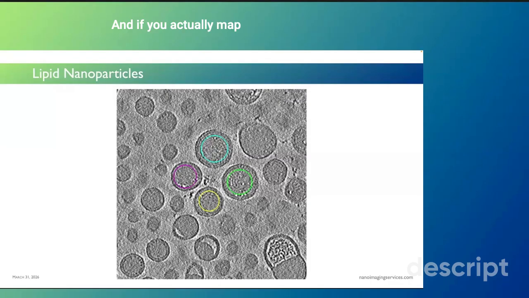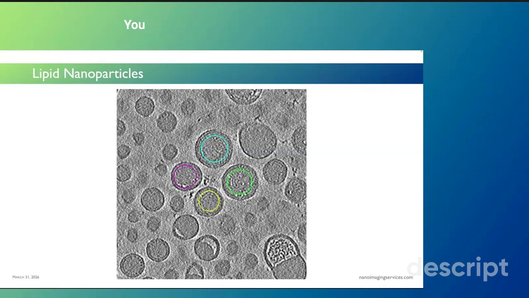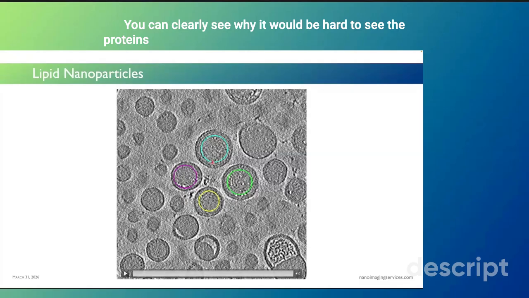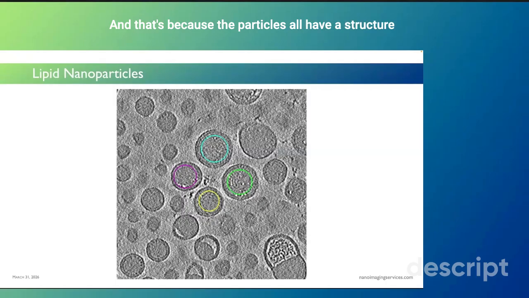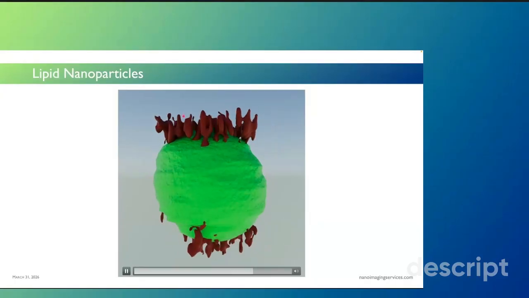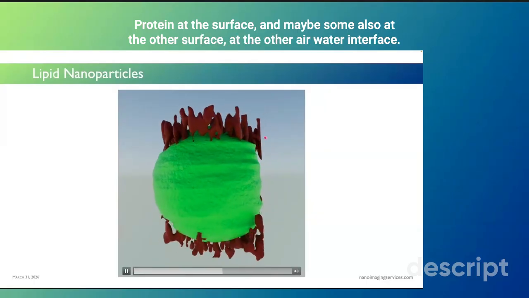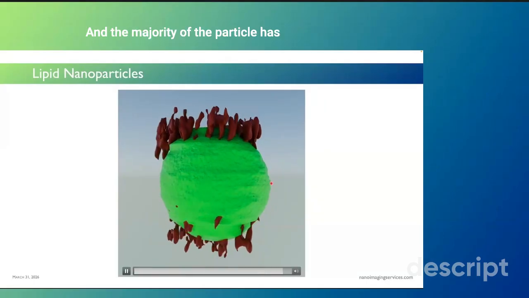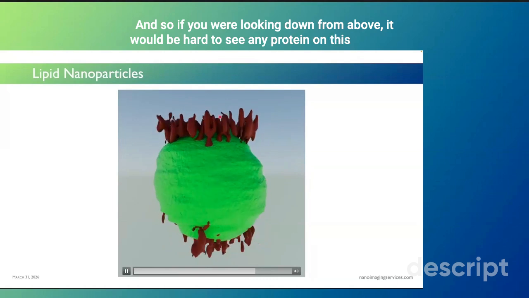And if you actually map the distribution of protein that's associated with each particle at the surface, and then you go down into the volume further to where you see the maximum diameter of each particle, you can clearly see why it would be hard to see the proteins if you're looking down on these particles from 2D. That's because the particles all have a structure that looks something like this, where you have a halo or a corona of protein at the surface, and maybe some also at the other surface, at the other air-water interface, and the majority of the particle has no protein associated with it. And so if you were looking down from above, it would be hard to see any protein on this particle.